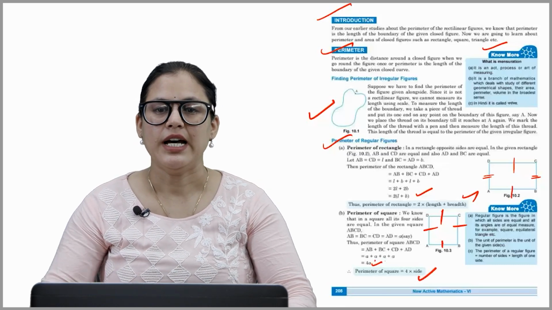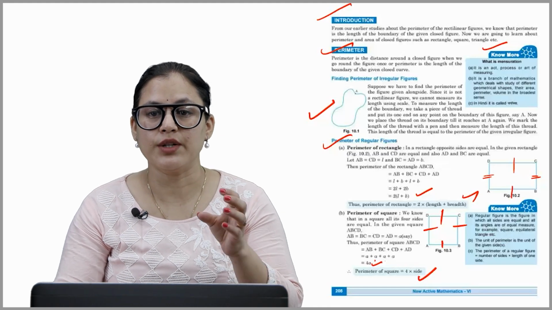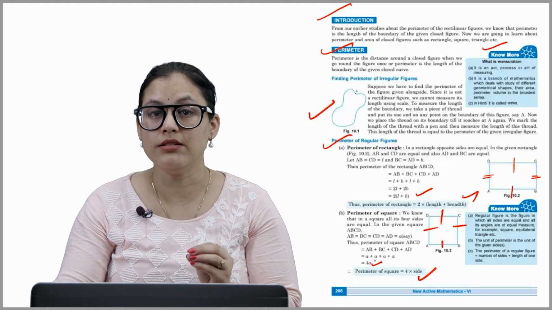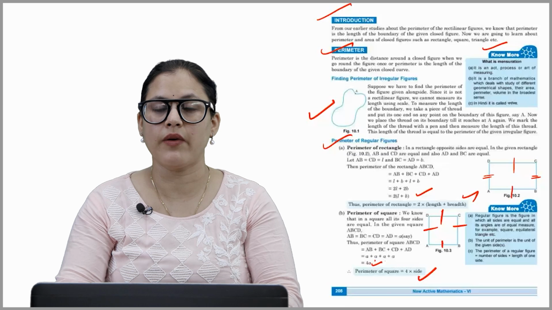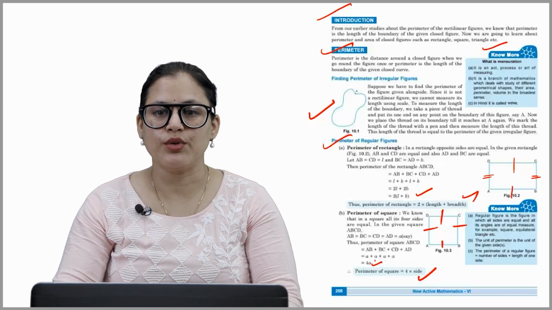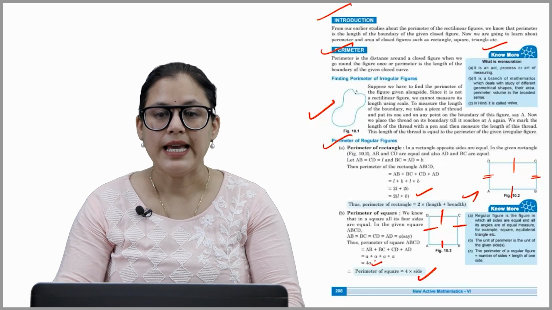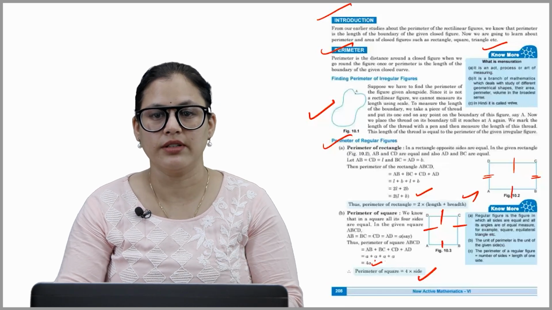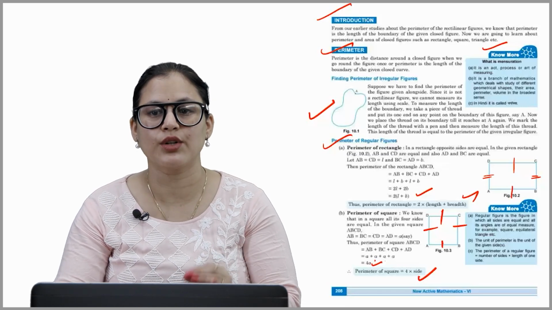Now, A. A regular figure is a figure in which all sides are equal and all its angles are of equal measure. For example, square, equilateral triangle, etc. B. The unit of perimeter is the unit of the given sides. C. The perimeter of a regular figure is equal to the number of sides times the length of one side.